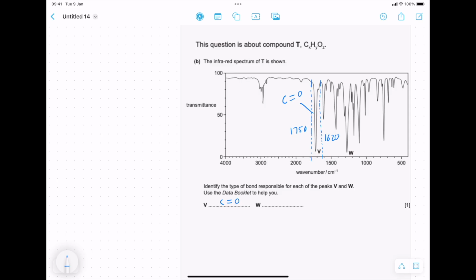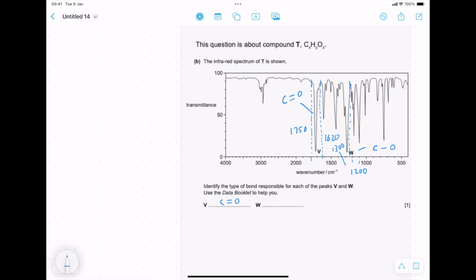And then W, well, that's 1000, that's 1001, 2. So if I dot that line up, it's between 1200 to, that's really sharp. So that's maybe just over 1300. So we're looking for a sharp peak between 1200 and 1300. So if you look at the data sheet that I provided, the bond that matches W is actually a C single bond O, quoted in the data sheet as being between 1000 and 1300.